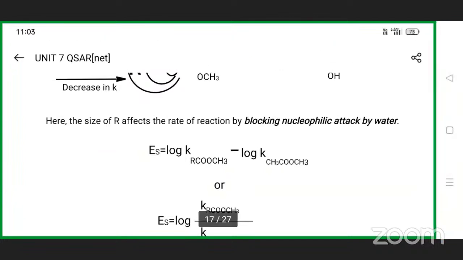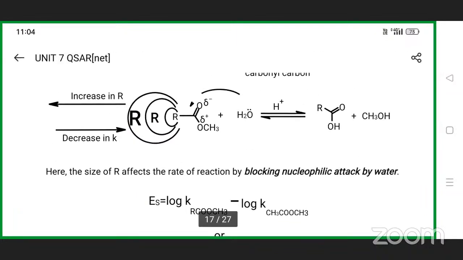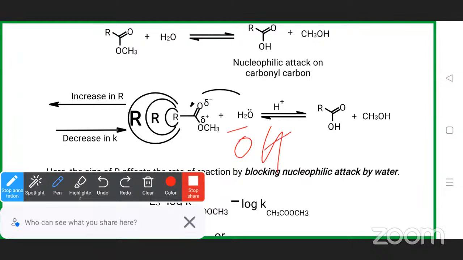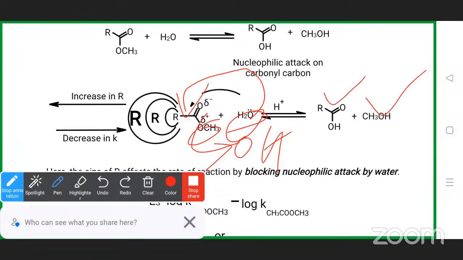Okay, so here the size of R affects the rate of reaction by blocking nucleophilic attack by water. Generally, this hydrolysis of ester is a nucleophilic substitution, right? Here the OH minus from the water, the base, is going to attack this particular ester carbonyl group. Then expulsion of the methoxide group takes place, and finally this part is converted to methyl alcohol, and this part is converted to a carboxylic acid, right?